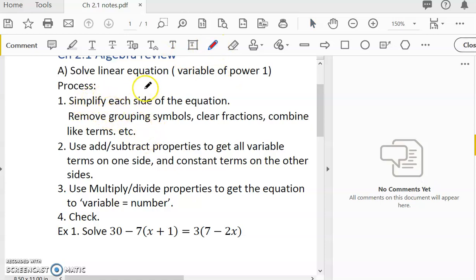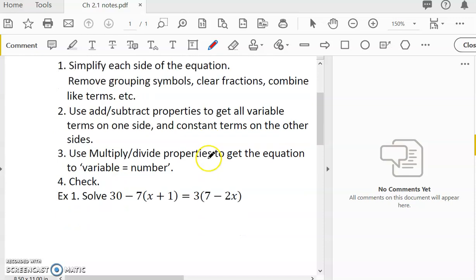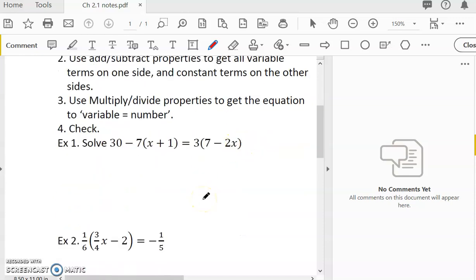The process of simplifying or solving a linear equation is ultimately you want to have x equal to something, a number. So the process would be you simplify each side of the equation first by removing the grouping symbols like parentheses by distributive property. You can clear fractions or combine like terms, or all of them. Then you use add and subtract to get all the variable terms on one side. That means isolate all the variable terms on one side and the constant terms on the other. And lastly, you use divide or multiply to get the equation to be variable equal to a number.